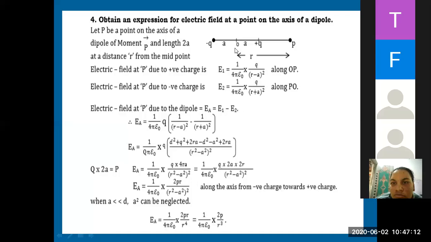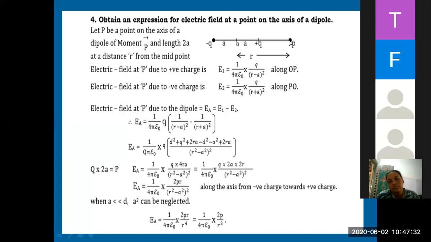Since O is the middle point, 2a can be split into a and a. That is what is there in your diagram. Minus q here, plus q here, middle point label it as O. Total distance between plus q and minus q will be 2a. Individually, I'll write it as a and a.